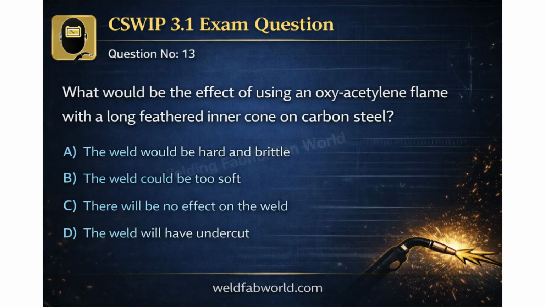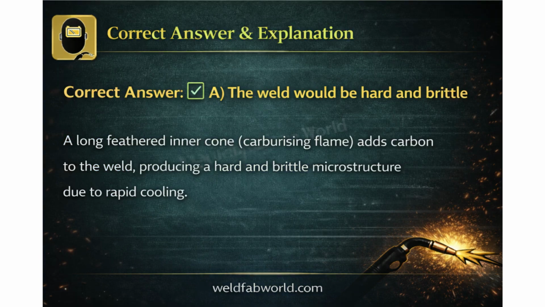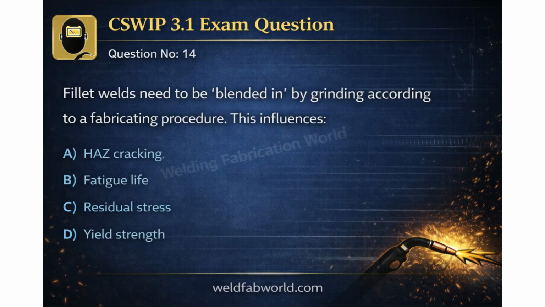Question 13. What would be the effect of using an oxyacetylene flame with a long feathered inner cone on carbon steel? Options: A, the weld would be hard and brittle. B, the weld could be too soft. C, there will be no effect on the weld. D, the weld will have undercut. Answer: A. The weld would be hard and brittle. Explanation: A long feathered inner cone, a carburizing flame, adds carbon to the weld, producing a hard and brittle microstructure due to rapid cooling.